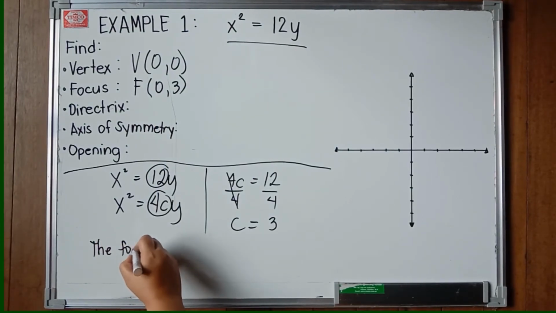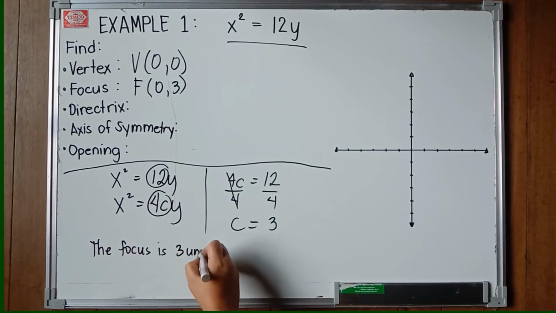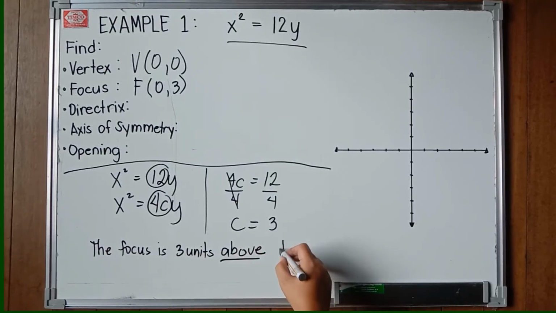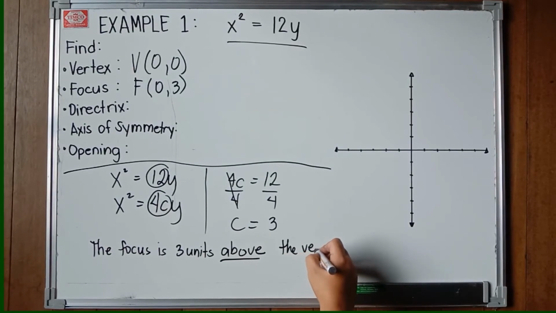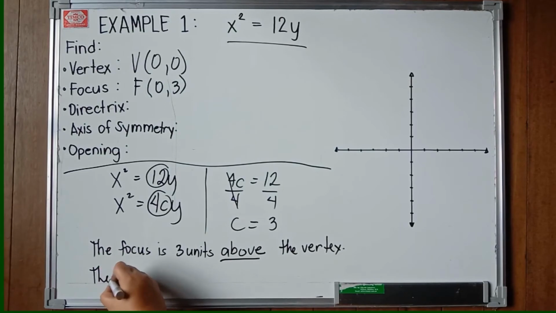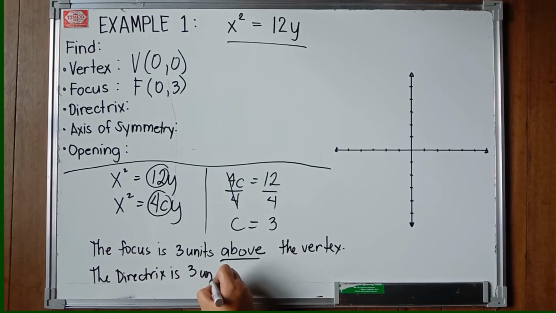By the way, our parabola opens upward. It is indicated by our equation x squared is equal to 4cy. So the focus is 3 units above the vertex because our parabola opens upward. And the directrix is 3 units below the vertex.